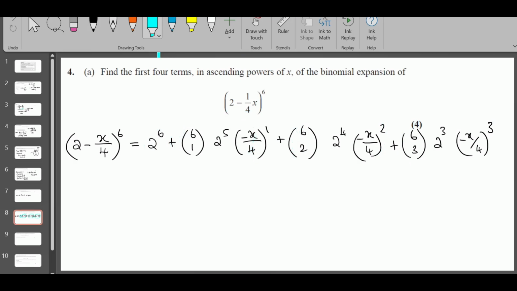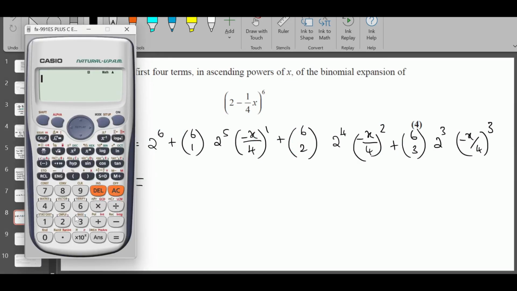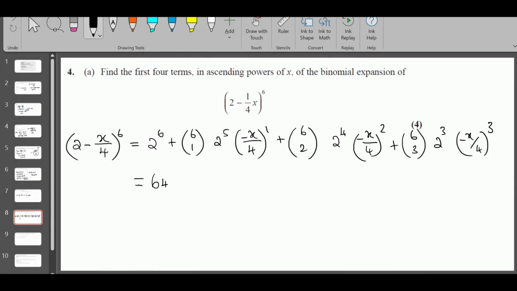Now we need to carefully simplify it. 2 to the power 6 is 64, plus 6C1 is 6. 2 power 5 is 64 divided by 2, which is 32, times x over 4, but I'm going to put the minus here as a common minus. 6C2, use your calculator, you will get 15, because 6 times 5 over 2, 30 over 2. 2 power 4 is 16. This becomes positive x squared over 4 squared, plus 6C3.